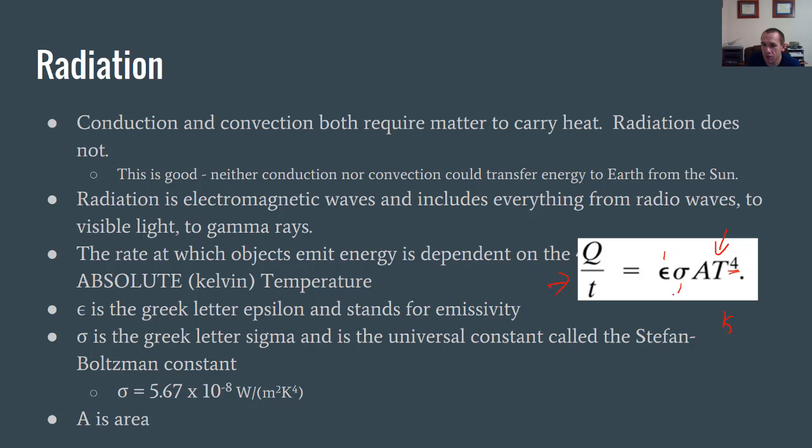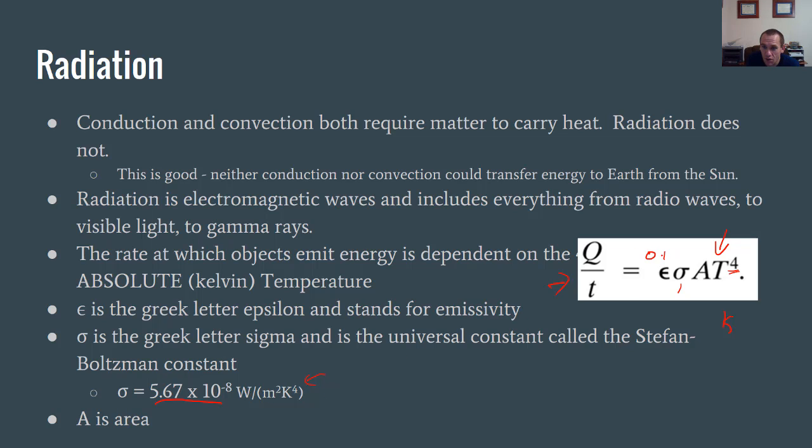This is the Stefan-Boltzmann constant. It's a universal constant, like the gravitational constant is universal. The speed of light is a constant. This is the Stefan-Boltzmann constant, and it has a value of 5.67 times 10 to the negative 8th watts per meter squared Kelvin to the 4th. So this one is going to be something that I'll write on the board. I won't expect you to memorize it, but we'll use it for our equation.